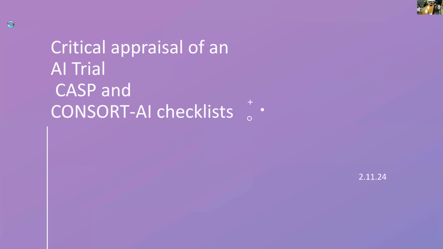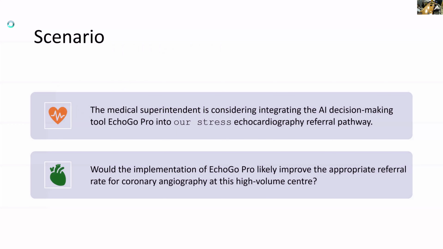Hey everyone, I'll go ahead and start the critical appraisal of a randomized control trial using the CASP and parts of the CONSORT-AI checklist. So we look at a scenario where our medical superintendent is considering integrating this tool, Echo Go Pro, which is an AI decision-making tool in the echocardiography referral pathway.